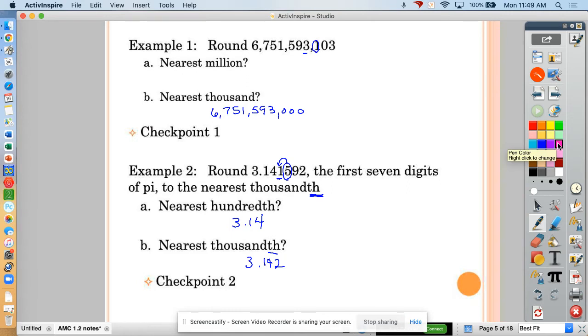At this time, I'm going to ask you guys on your notes to do checkpoint 1 and 2. So if you'll pause the video and then come back and check your answers. Okay, welcome back after you've paused that.